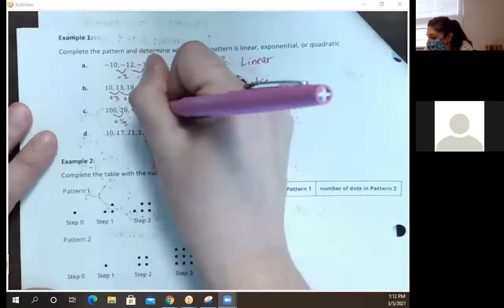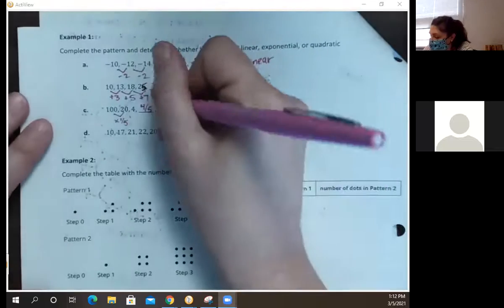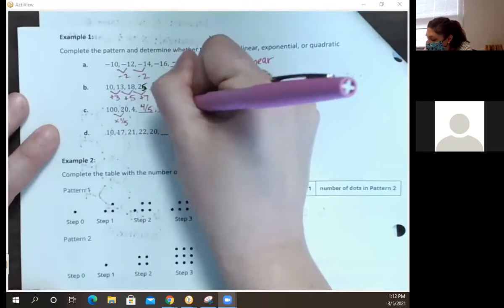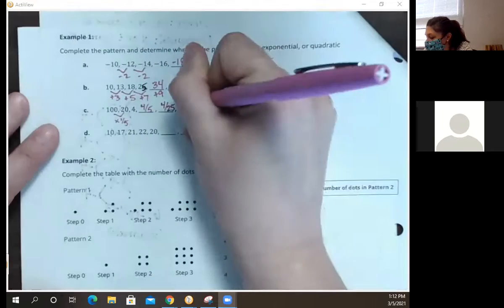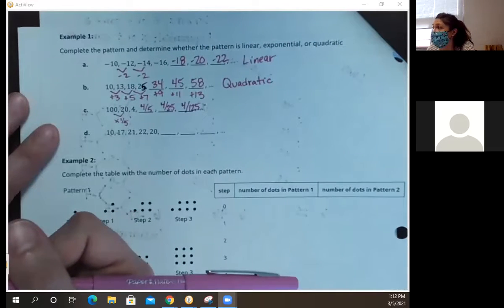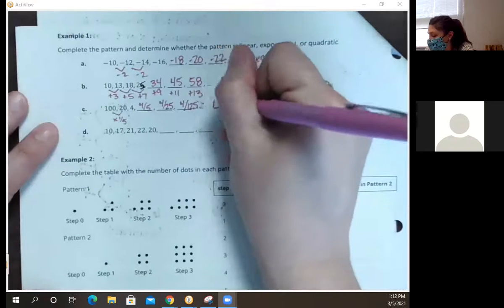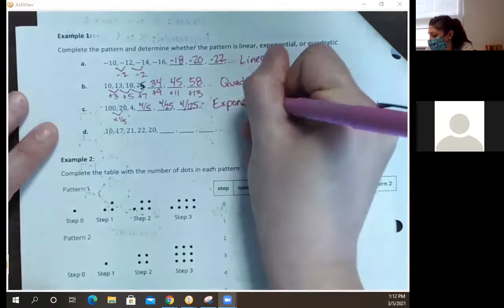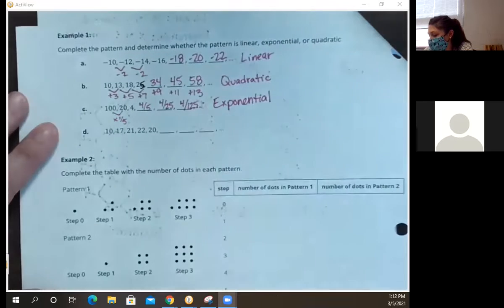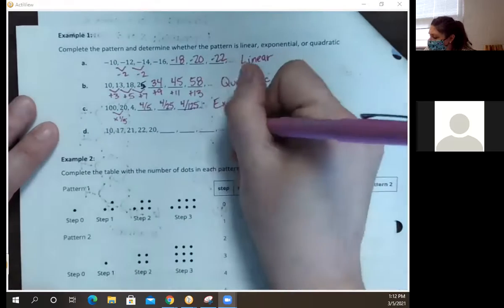So 4 divided by 5 would give us 4/5. If you did 0.8 instead, that's fine too. If I divide by 5 again, that would be 4/25. Then if I divide by 5 once more, that would be 4/125. Again, if you wrote decimals, that's fine too. So what type of pattern is this? Exponential. And then for D, what are we doing here? Anybody determine what type of pattern this is? This is another quadratic.